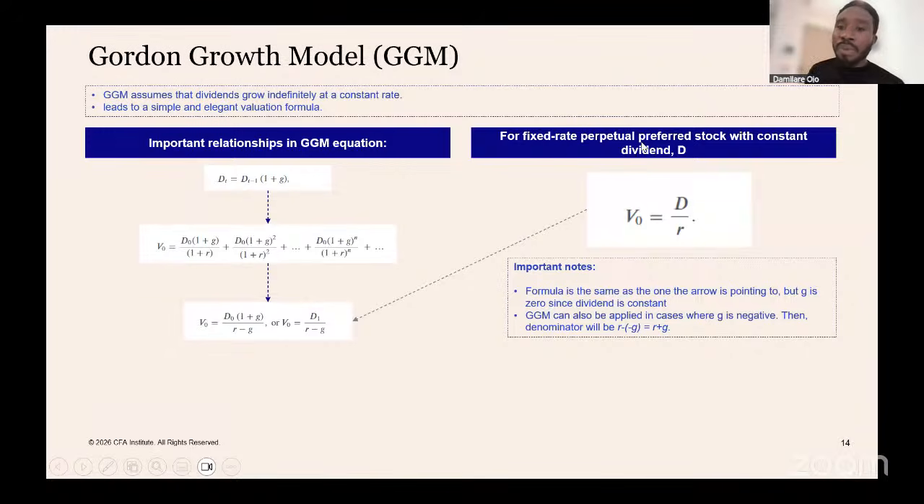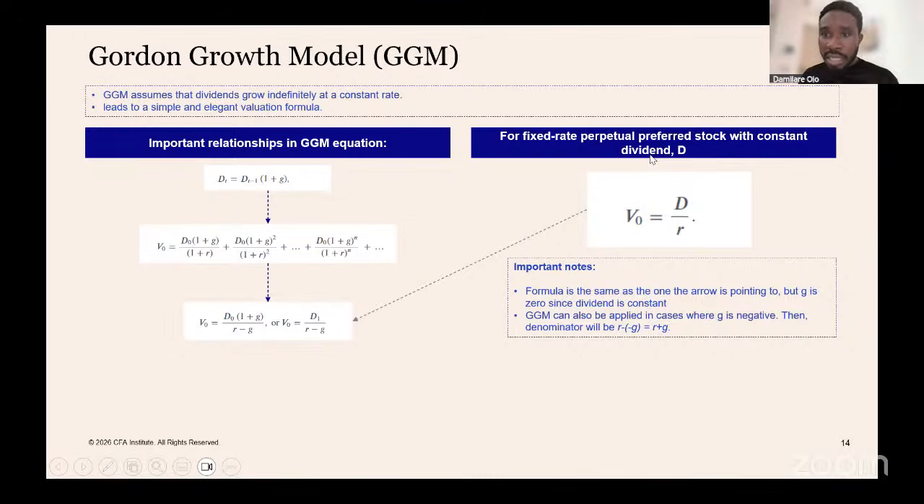For fixed rate perpetual preferred stock with constant dividend. So if you have a fixed rate perpetual preferred stock with constant dividend, D, then your estimate of value would be equal to D over R, excuse me, D over R. Remember why it is just D over R. This formula, I hope you can see my cursor, this formula is the same thing as this formula.